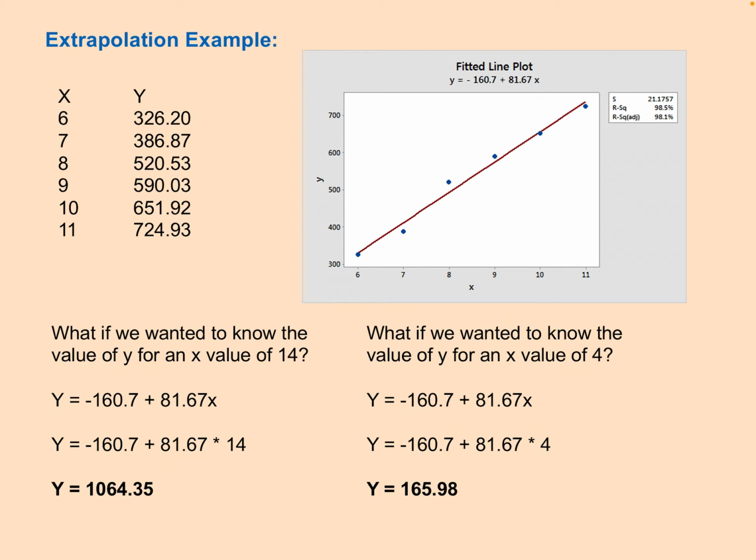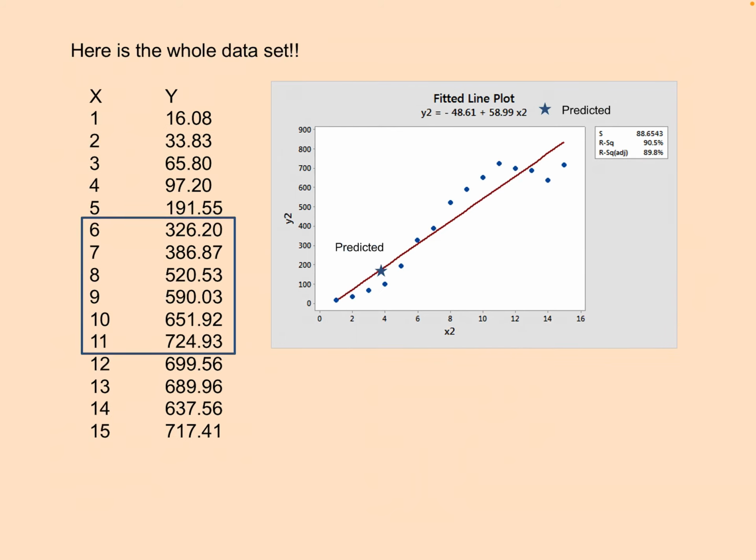Okay, now what if we wanted to know the value of y for an x value of 14? So 14 might be about right there, okay? You plug in 14 for your x, and you get 1064.35. Okay, that is what it is. Doesn't look crazy. Now, on the other side, what if we wanted to know the value of y for an x value of 4? Well, 4 is going to be here somewhere. All right, plug it in, gives you a value of 165.98. Well, what's the problem with that?